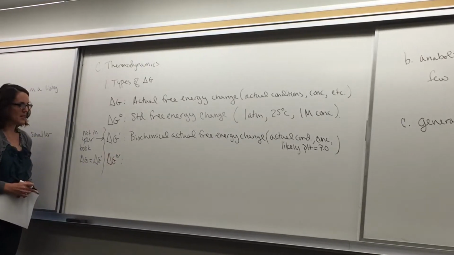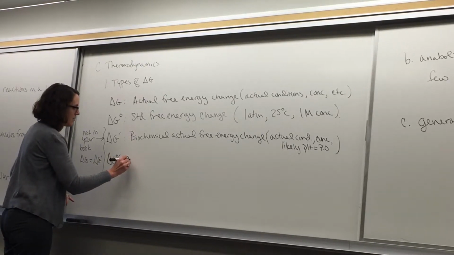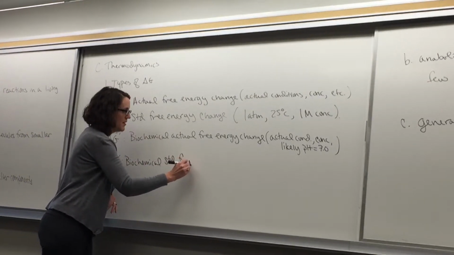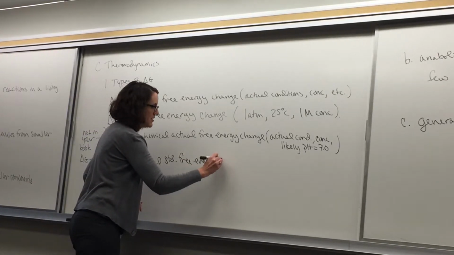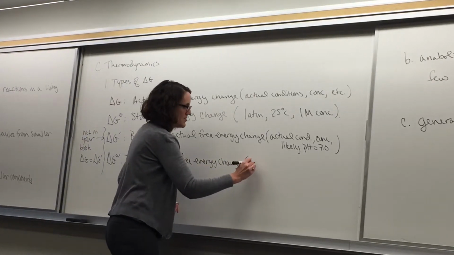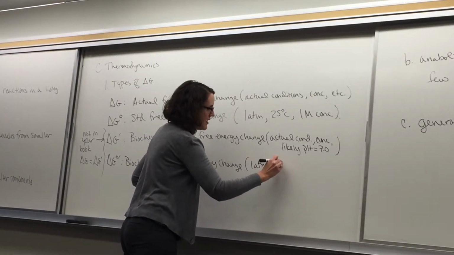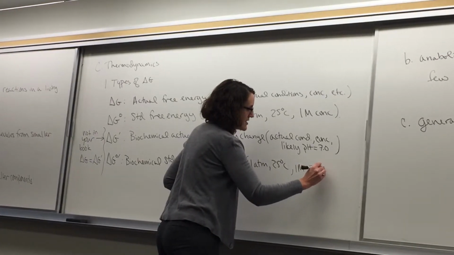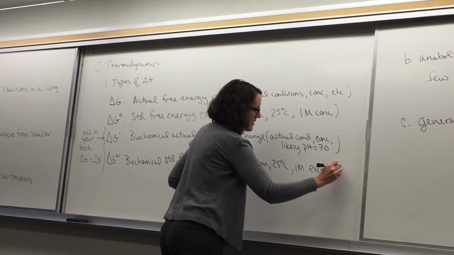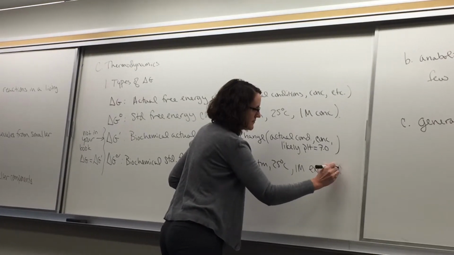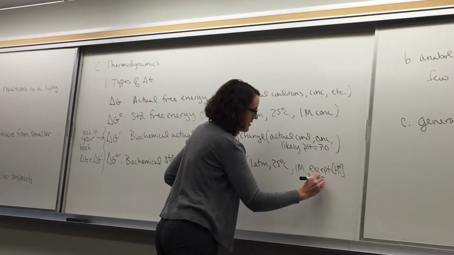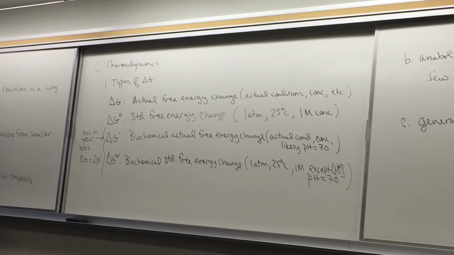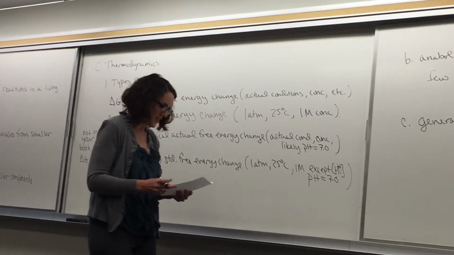One your book does use is the delta G 0 prime, which is our biochemical standard free energy change. So 1 atmosphere, 25 degrees C, 1 molar concentrations except for our H+. That one by definition is pH equals 7. Okay, so 1 times 10 to the minus 7th molar under those circumstances.